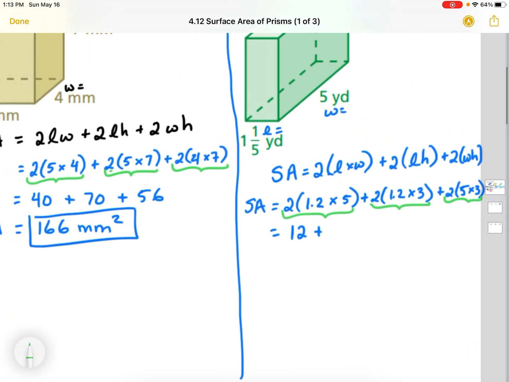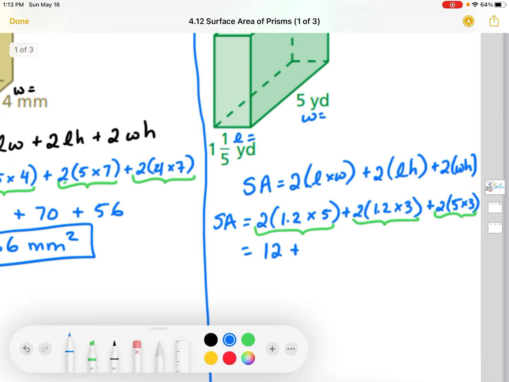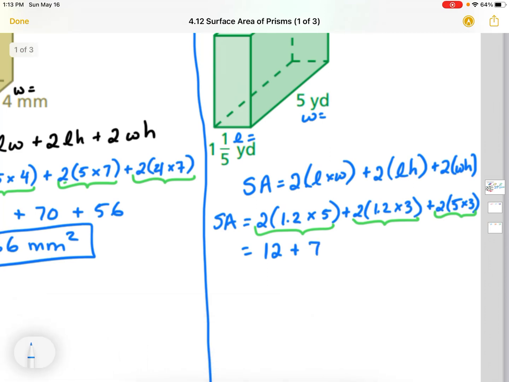And for some people, they like that visual checklist of the sides. So it's really up to you. If you're saying, give me a formula, miss, then this was a way to work. So 2 times 1.2 times 3 equals 7.2. And then 2 times 5 times 3 is 30. So 7.2 plus 12 plus 30, 49.2. And this is yards squared.